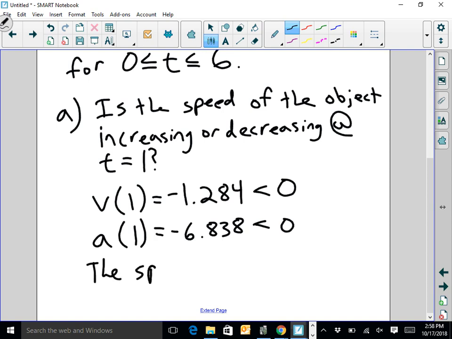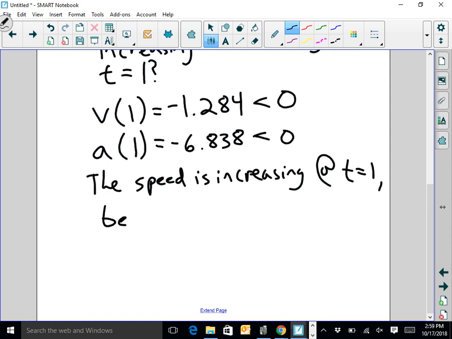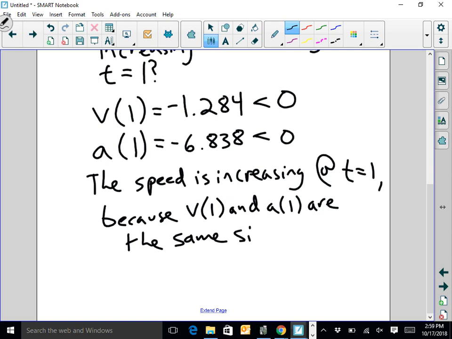So I can say the speed is increasing at t equals 1. My justification here, because v of 1 and a of 1 are the same sign. We want to be thorough in our explanations, and we don't want to say things like because they are the same sign, right? The graders of this test need to see you specifically reference both velocity and acceleration. Good. Okay, so we've seen that before.